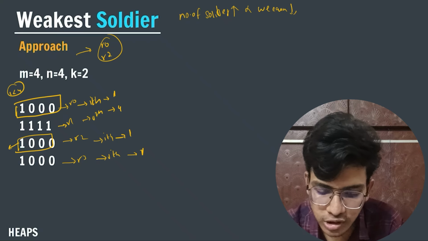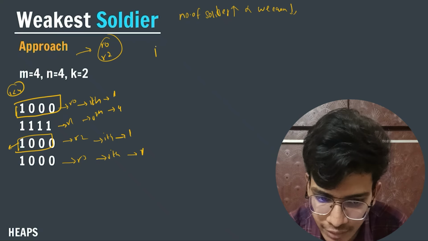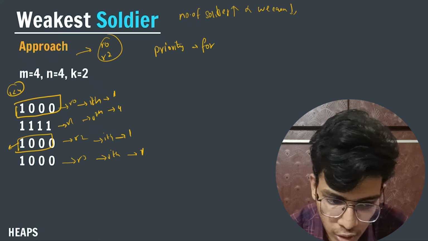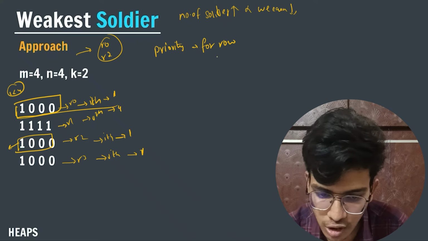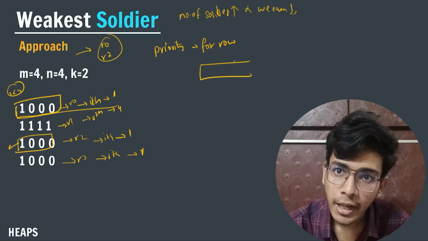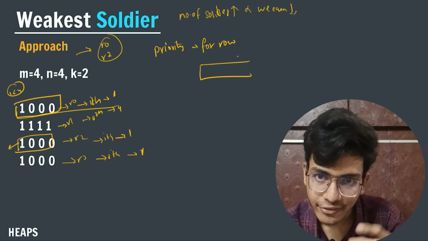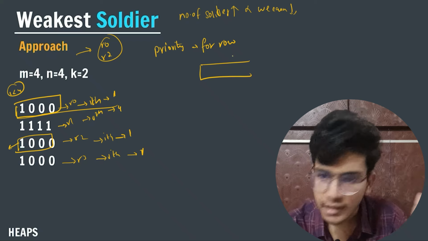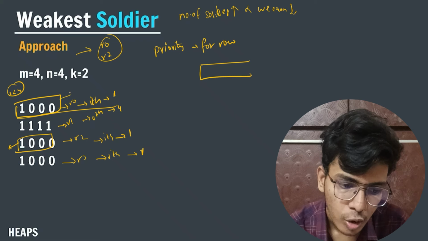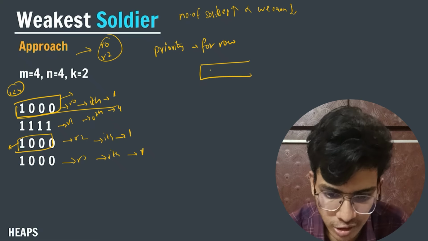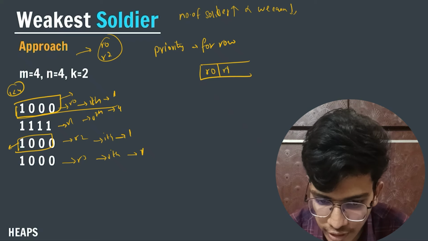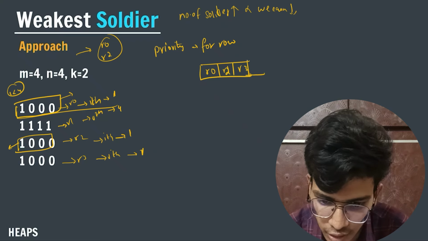So what I will do is create a priority queue for row objects. I will create a row object and add rows based on the number of soldiers, so the priority is defined by the number of soldiers. Here you can see that initially row 0 has the least number of soldiers, so I will add row 0. After that row 2, after that row 3, after that row 4.